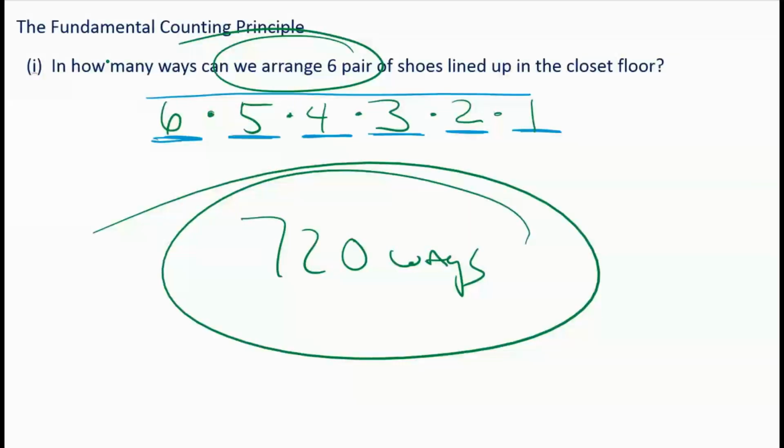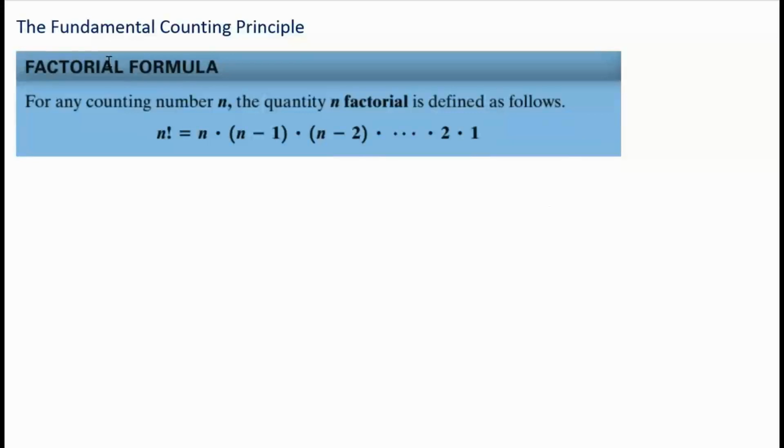And it's called something special, but just give me a minute because I want to show you a brand new mathematical term that maybe you've seen before, maybe you haven't, but check this out. It's called a factorial formula. So it says for any counting number n, the quantity n factorial, that's the way it's read, n factorial is defined as, and again, this notation right here, it looks like an exclamation mark, I know, but it's read n factorial.